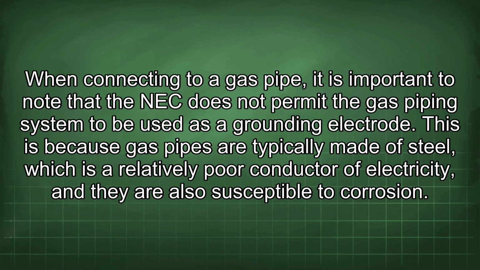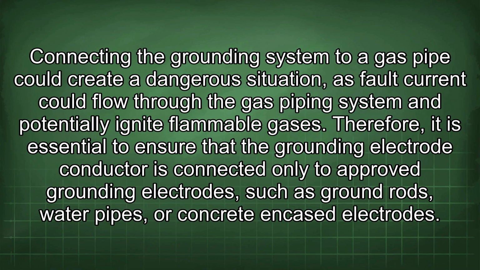When connecting to a gas pipe, it is important to note that the NEC does not permit the gas piping system to be used as a grounding electrode. This is because gas pipes are typically made of steel, which is a relatively poor conductor of electricity, and they are also susceptible to corrosion. Connecting the grounding system to a gas pipe could create a dangerous situation, as fault current could flow through the gas piping system and potentially ignite flammable gases.